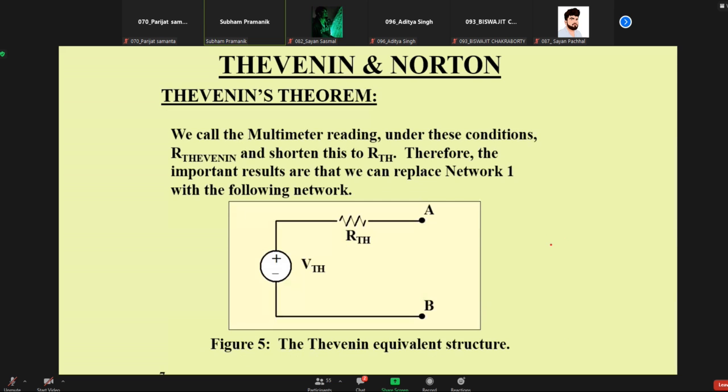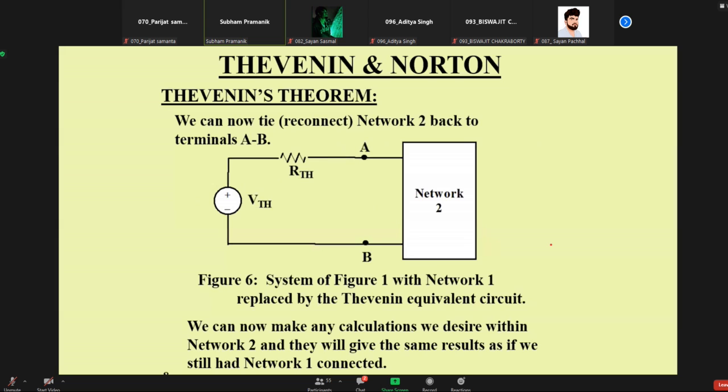Finally, what we do after finding the Thevenin equivalent voltage, which is the open circuit voltage, and then placing the measured RTH in series, we get the Thevenin equivalent structure. Then, suppose we need the current through network 2, after finding that Thevenin equivalent structure, we reconnect network 2 and then do further analysis.